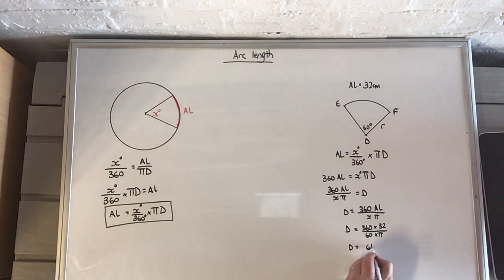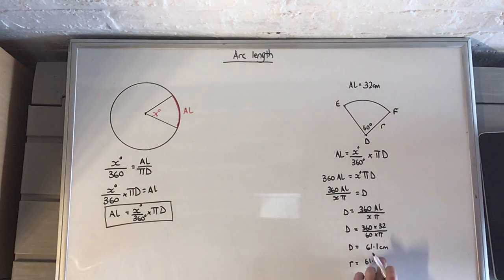That gives me 61.1, and that's centimetres. So next, the radius must be half of that. 61.1 over 2, and that gives me a value of, let's do that on the calculator, make sure we're right, 30.55, and that's centimetres.